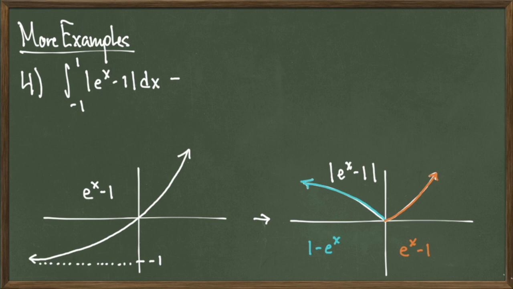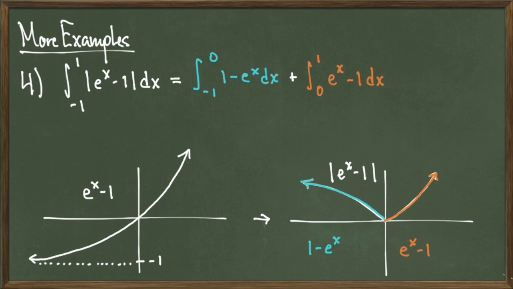Notice that in the original graph on the left, x equals 0 was the location where e to the x minus 1 went from being a negative function to a positive function. So I'm going to split my integral at the point 0. Paying attention to my integration bounds, this will give me two different parts. First, the integral of 1 minus e to the x from negative 1 to 0, plus the integral of e to the x minus 1 from 0 to 1.